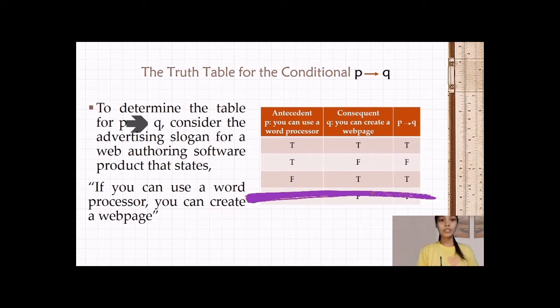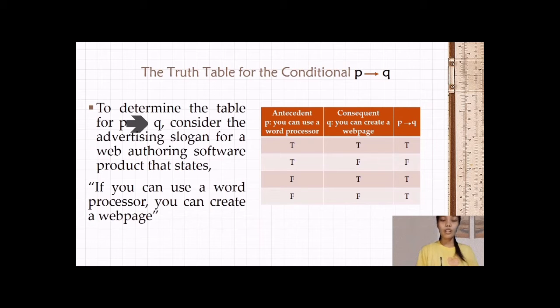Third, you cannot use a word processor, but you can create a web page. The antecedent or P is false, and the consequent or Q is true. Because the advertisement does not make any statement about what you might or might not be able to do if you cannot use a word processor, we cannot state that the statement is false. So, the statement is true.